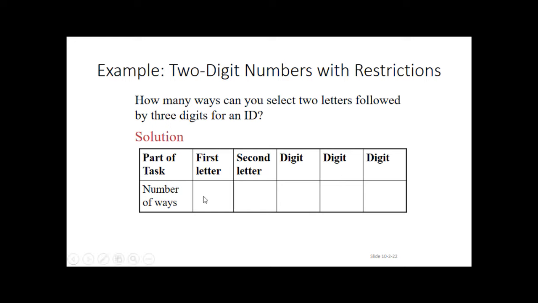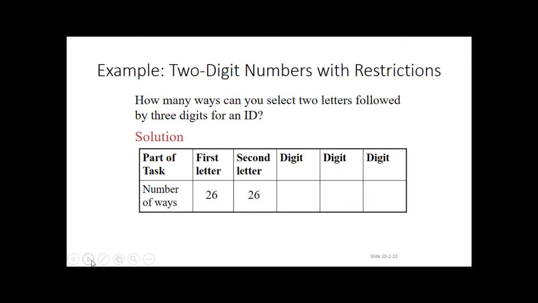How many letters are there in the alphabet? 26, right? Now it didn't say repetition's not allowed, so we just assume that it is. So that would also be 26 letters we could choose from for our second letter on our ID. So it could be AA or BB, that's fine.